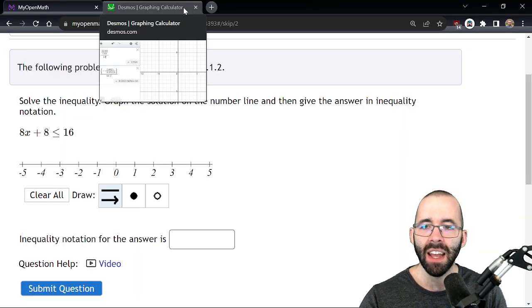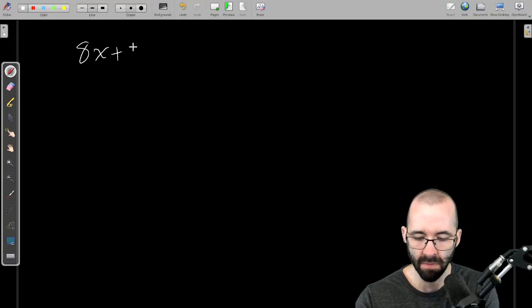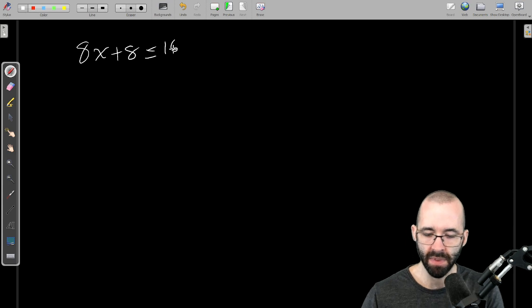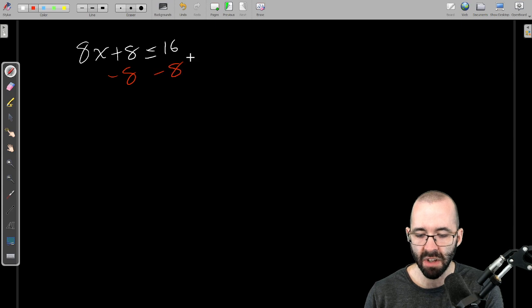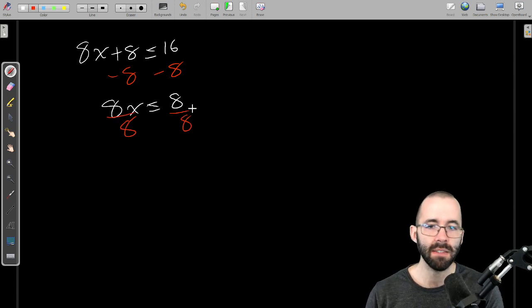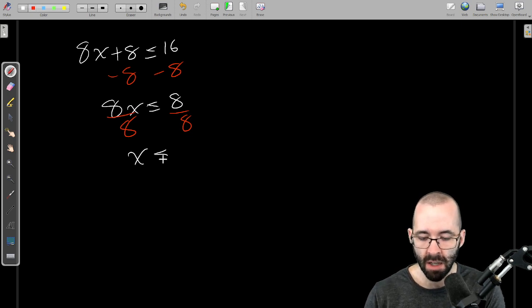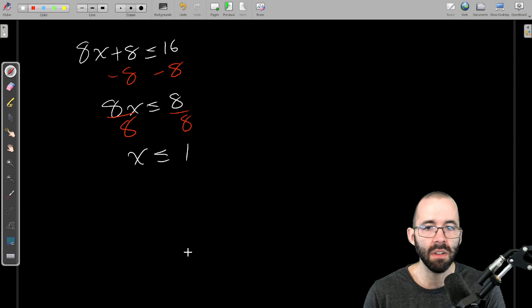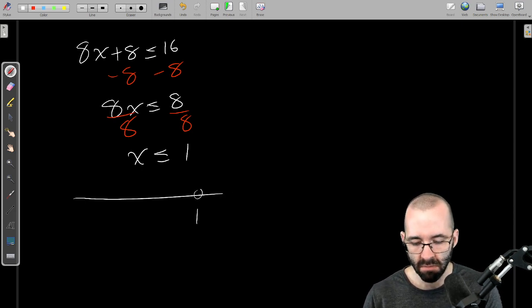8x plus 8 is less than or equal to 16. So solve this just like we'd solve an equation. Subtract 8 from both sides. Tells us that 8x has to be less than or equal to 8. Divide both sides by a positive 8. If it were dividing or multiplying by a negative, we'd have to reverse the inequality. But we're not. Should be all the numbers to the left of 1. On a number line, it'll look like this.